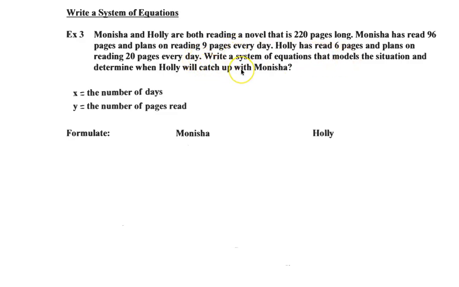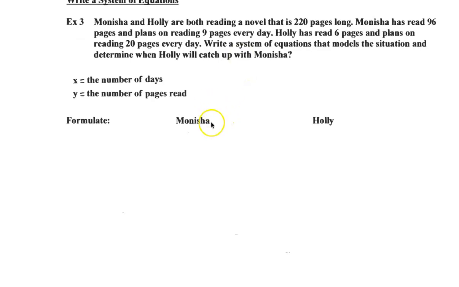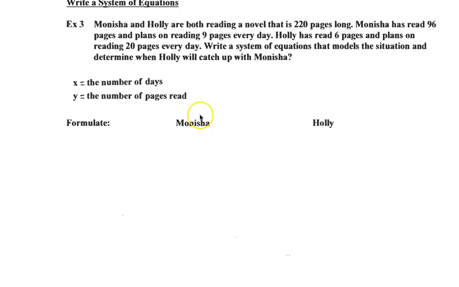Okay, so we know how to do this. Let's write an equation for each of them. So for Monisha, right, we're going to do y equals mx plus b. Remember, b is our y-intercept, that's our starting value, our initial value. And m is our slope, the per, the rate. How fast are we going?